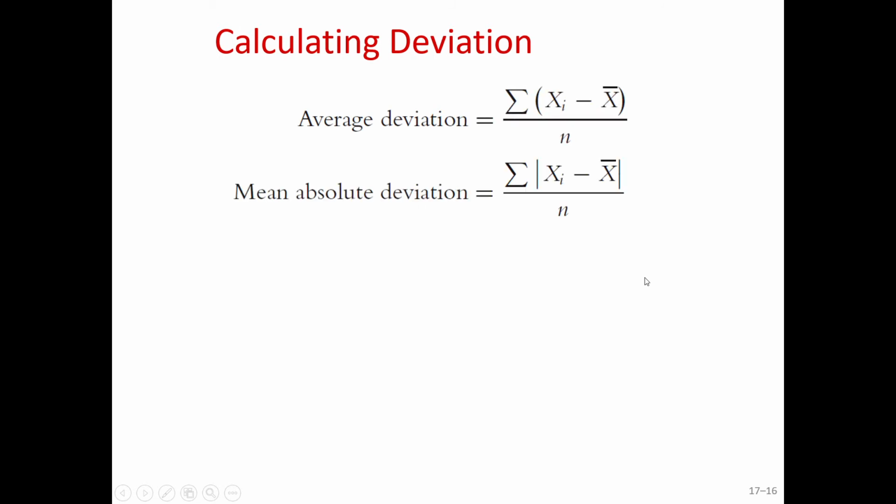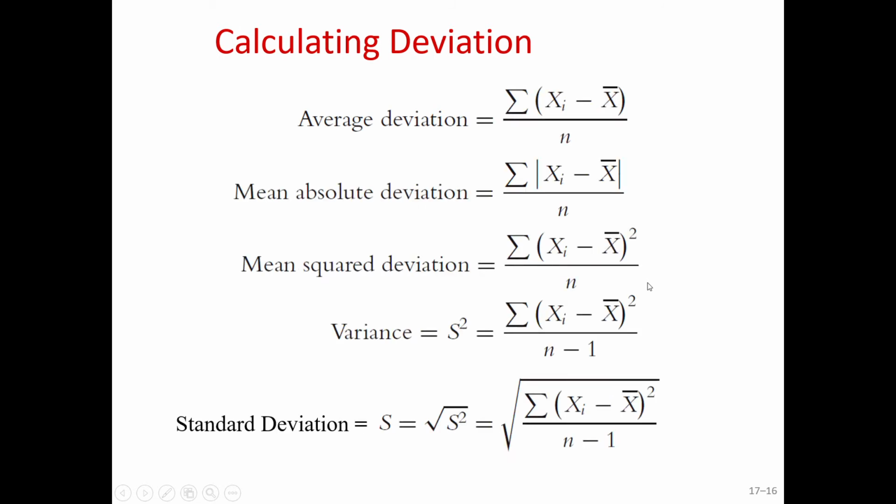How can we calculate deviations? Here we have some formulas. I hope that some of them are familiar. The first one, the average deviation, is calculated by computing the deviation score of each observation value, summing the scores, and then dividing by the sample size. The mean absolute deviation is computed by taking the absolute values of the deviations.